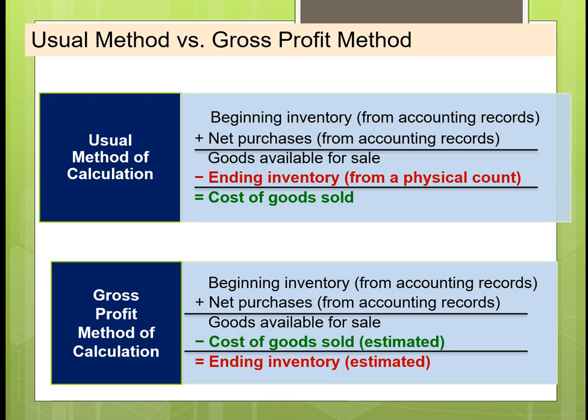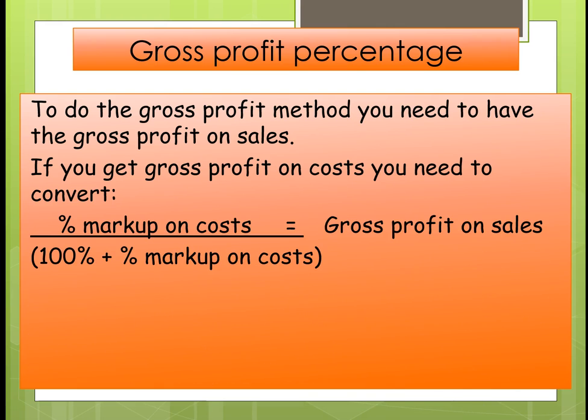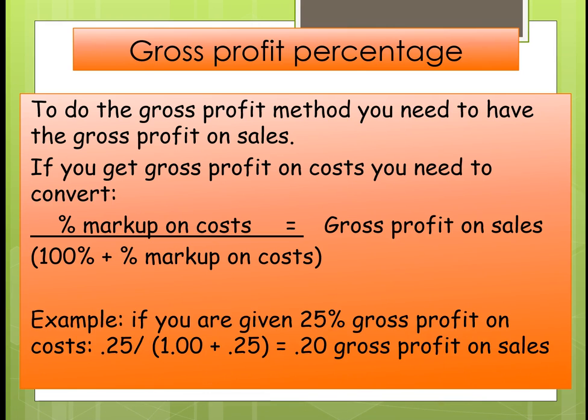Now, one more thing before we do an example. Sometimes in the problem, they're going to give you gross profit on cost instead of on sales. So this is the conversion to do that. You're going to take the percentage markup on costs and divide it by 100% plus the percentage markup on costs, and that will give you gross profit on sales. So here's an example. If you were given 25% gross profit on costs, it's the same as 20% gross profit on sales.